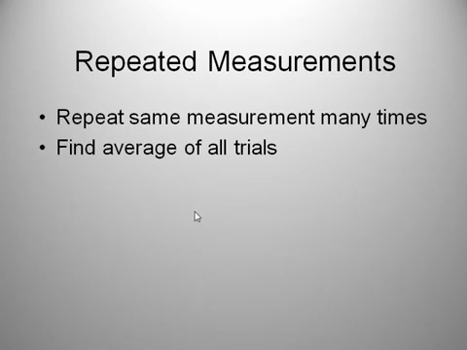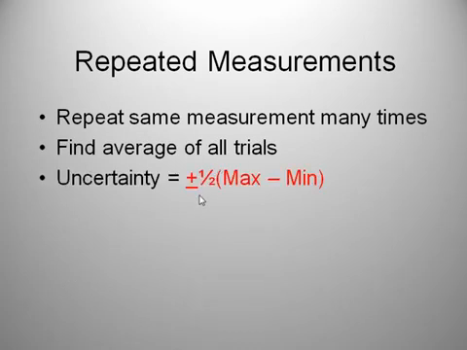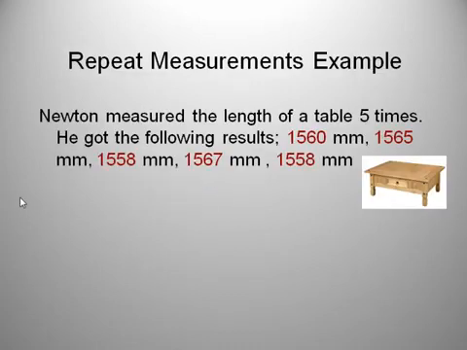What we're going to do is find the average of all your trials when you do that. And the uncertainty is going to be plus or minus 1/2 the range of your set of values. So you can have a maximum value for those trials, and you'll have a minimum. You take that range, and your uncertainty is plus or minus half of that range. Let's take an example of this.